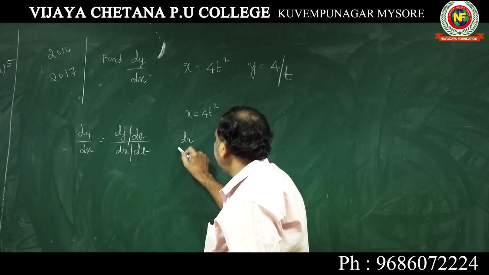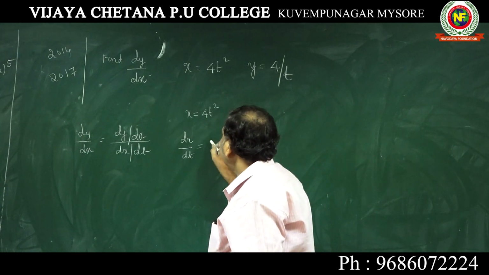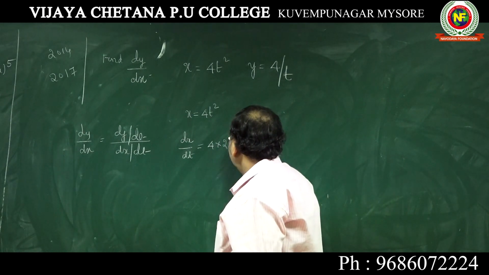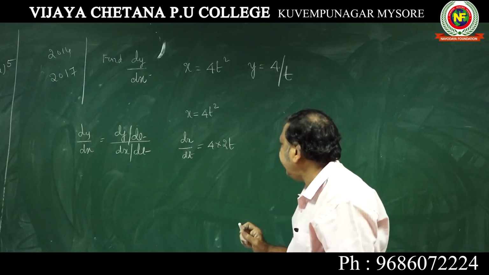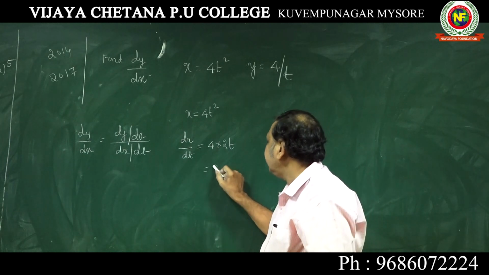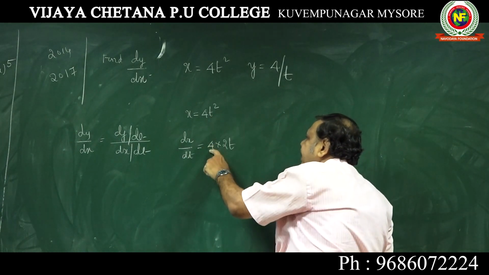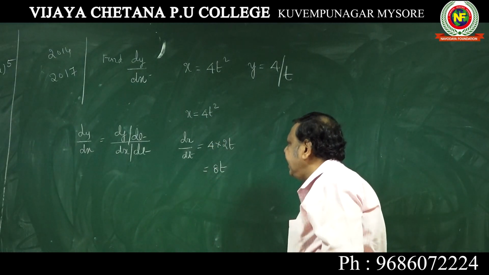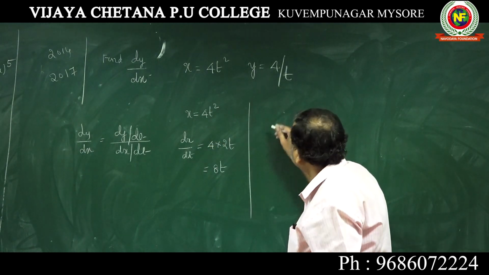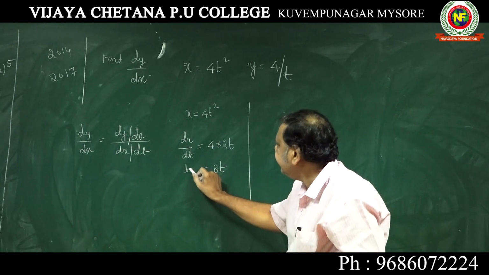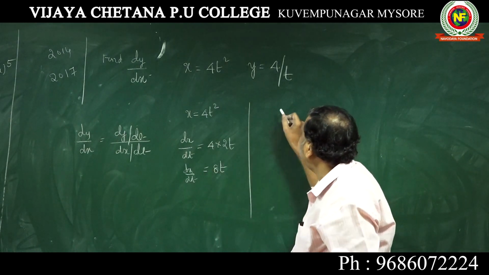Differentiate with respect to t. dx by dt is equal to 4 into 2t. When you are differentiating t square, it is 2t, so 4 into 2t, or it is 8t. Take this one, this is your dx by dt, and take now dy by dt.